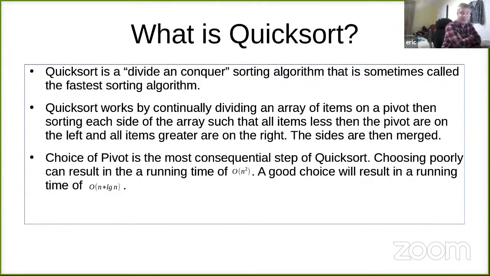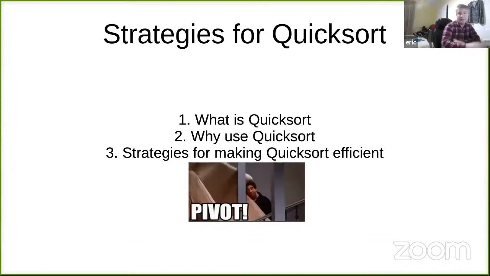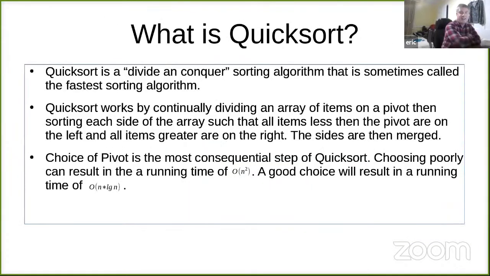So how it works is each iteration of the algorithm is going to choose what is called a pivot, which is why I have the word pivot there. And then it's going to sort the array such that all the items that are smaller than the pivot are going to be on the left side, and all the items that are larger are going to be on the right side, which is a pretty interesting way to do it. And then it's going to continually divide that until there's only one item left in the array, in which case, of course, one item is already sorted.